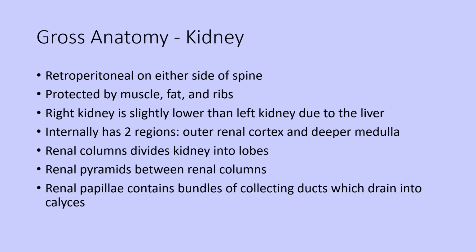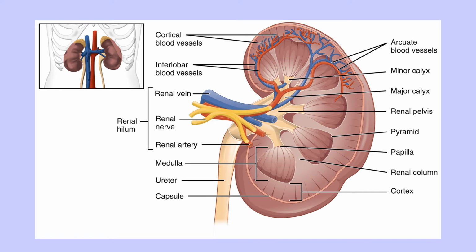When you look at the kidney internally, there are two different regions, what we call the cortex and the medulla. The cortex is the outermost region, the medulla is the innermost region. There are what we call renal columns, so the kidney is divided into lobes by these columns. You've got pyramids, so you have a column, pyramid, alternating. And then the renal papillae, these are going to contain what's known as the collecting ducts and help drain them into the calyces. So let's look at the picture here to show all of this.